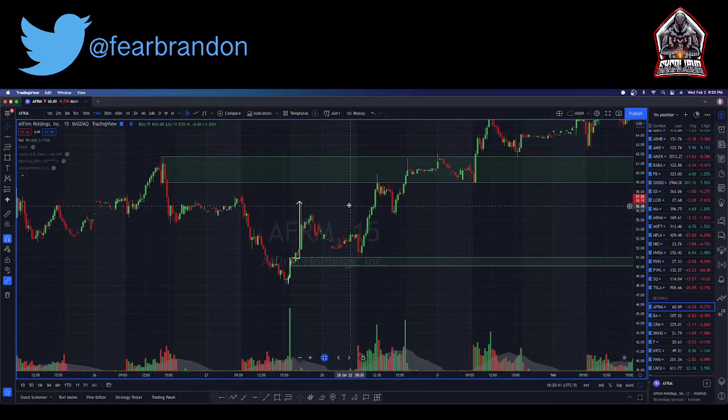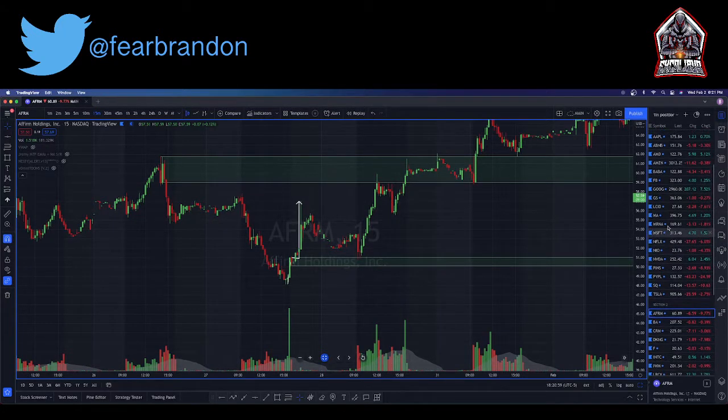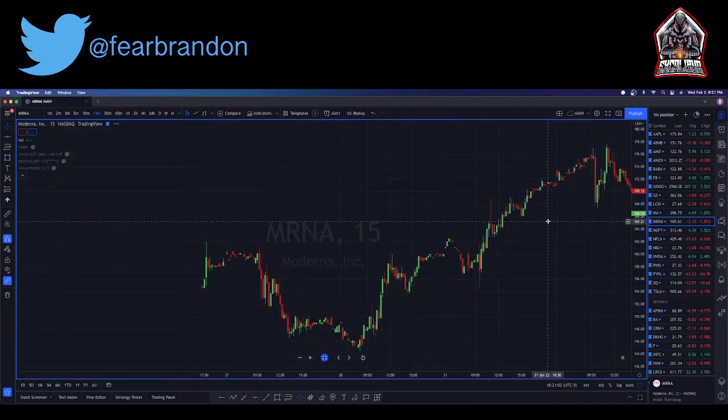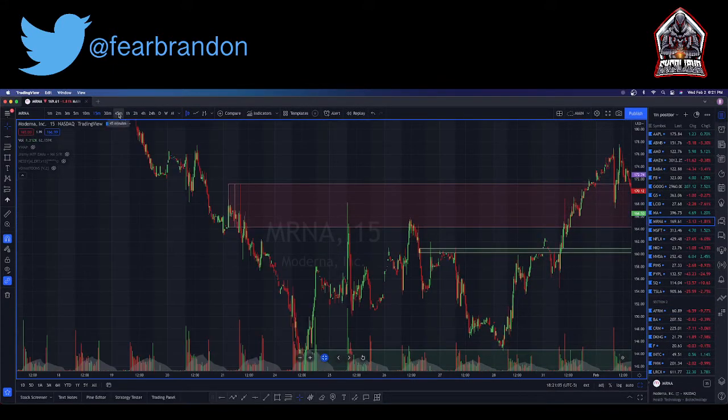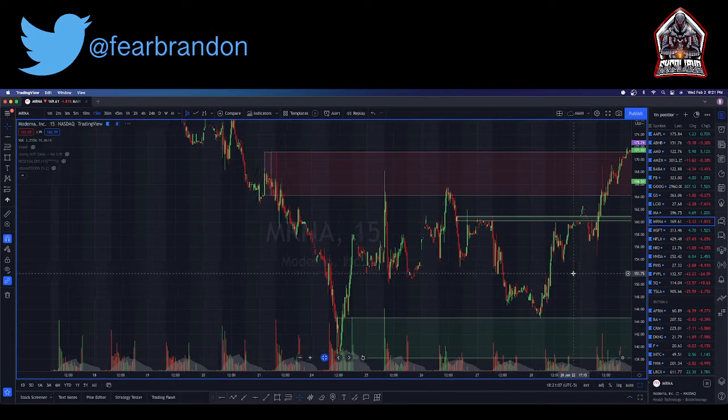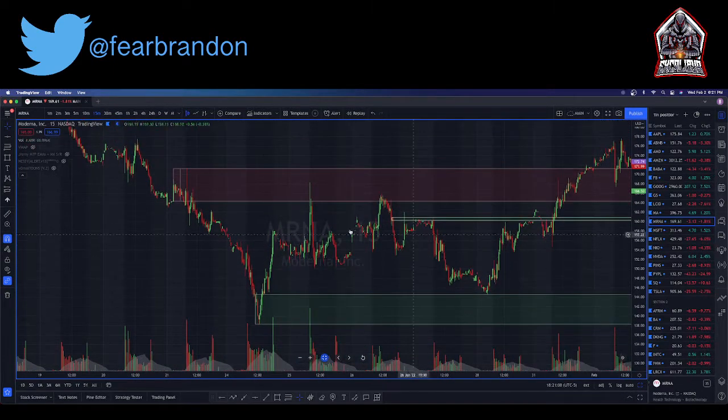Stuck to a 15-minute. Sometimes I do 15, 30, 1 hour. It just depends on how it all looks. But you see how we could bounce here, came up. This previous huge sell came back up. Previous huge sell right there. Moderna. What are we doing right here? We're just bouncing between these two price balances.